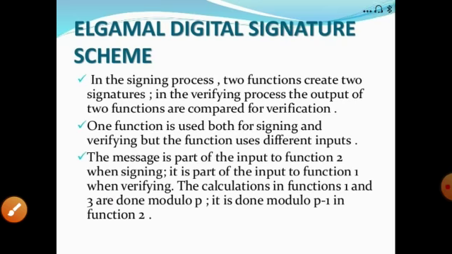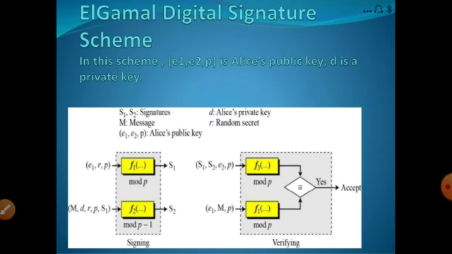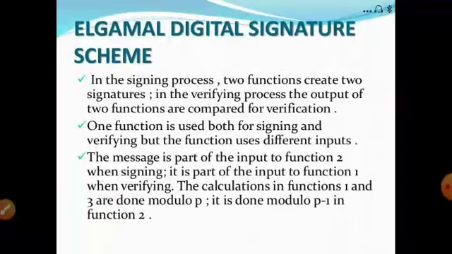Only one function is used both for signing and verifying, but the function uses different inputs. The same function F1 we are using for signing and verifying, but with different inputs. See here, the input is E1 R P, and here E1 M P. That is a part of the input to function 2.